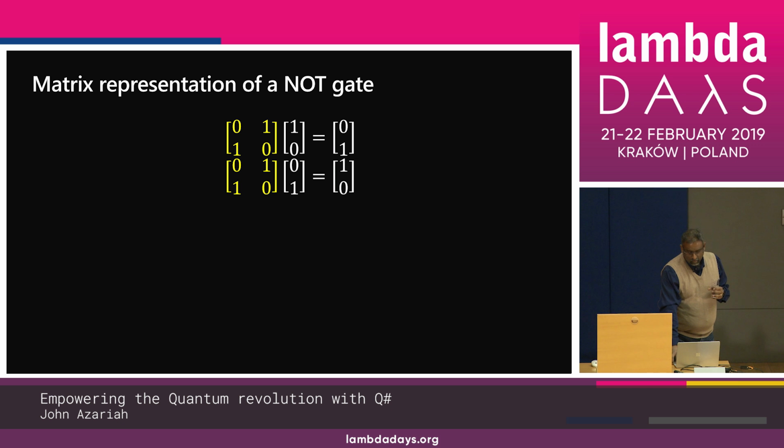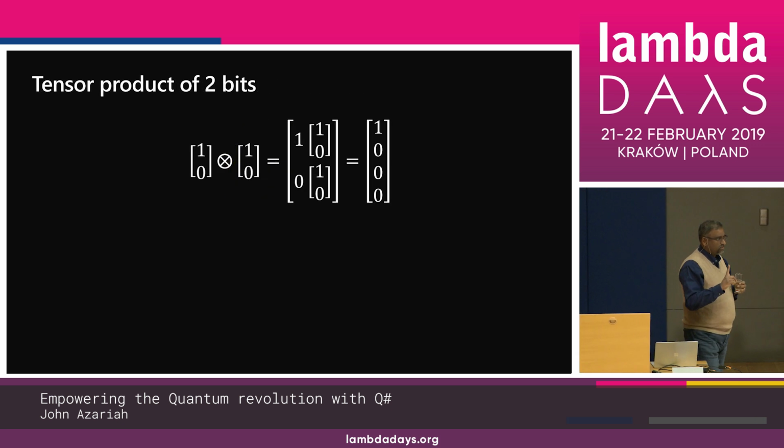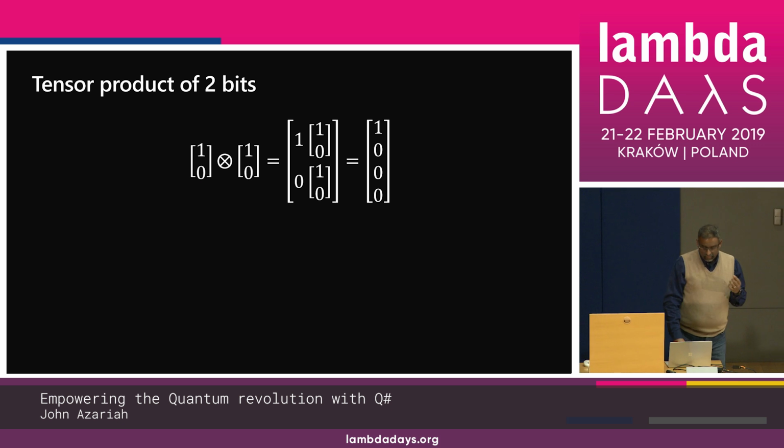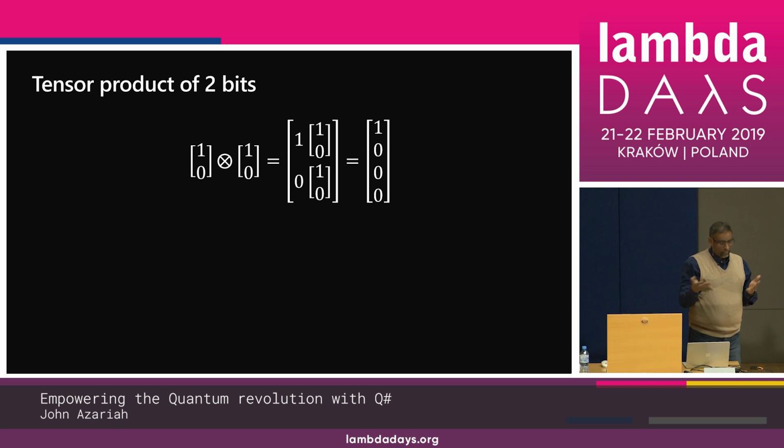Okay, so let's figure out what to do with 2 bits. How do we handle 2 bits? I'm going to introduce this operation called a tensor operation. What that does is it converts 2 vectors of depth 2 to a vector of depth 4. And if you think about that, if you squint a little bit, it's 0 tensored with 0. And if you look all the way to the right, it's still 0. The 0th bit is 1, and everything else is 0. So the math kind of works.